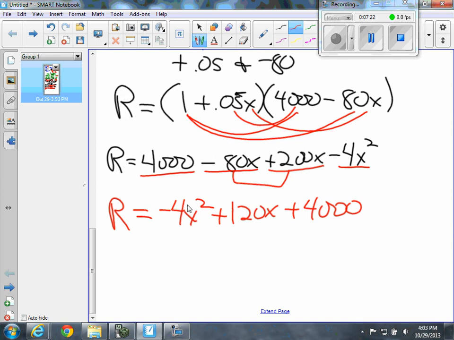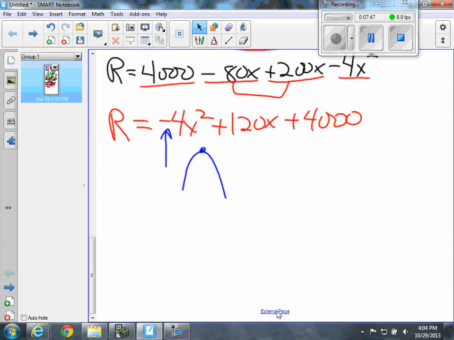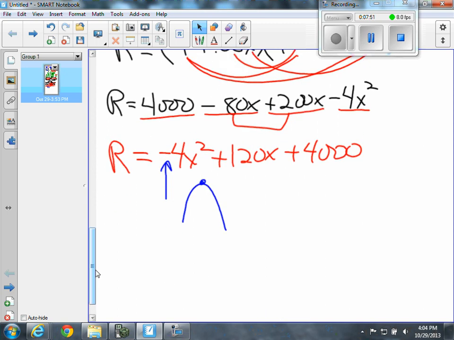And I'm happy about that, in large part because I have a negative sign in front of my highest term, x squared, which means that my parabola, because it's a quadratic, is going to open downward, and I will, in fact, have a maximum value. And that's what I'm looking for, to maximize my revenue. If I'm maximizing my revenue, I'm going to have a parabola with a maximum value.